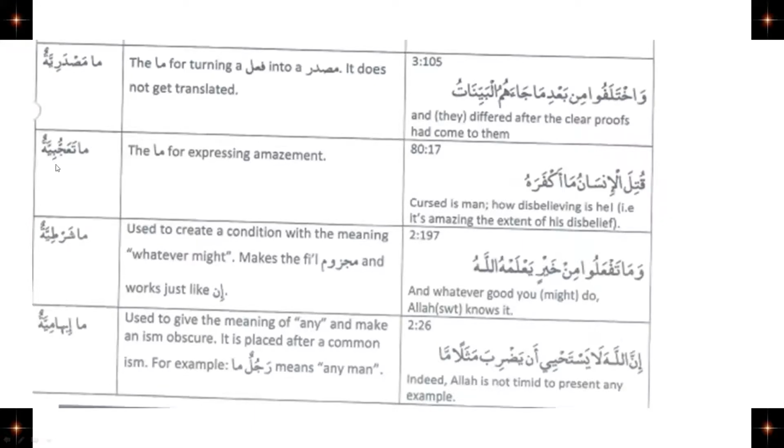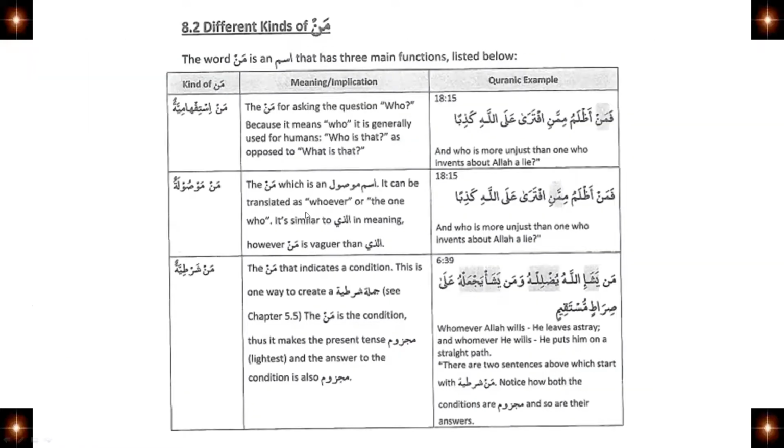And then ma ta'ajjubiya, ma that's used for expression of amazement. Then ma shartiya, we mentioned this one earlier on, ma that is used for condition. And ma ibhamiya, this is the ma that speaks about obscurity. Okay, when you want to say something that you don't want to mention its name, then you use the word ma. So there are a lot of ma.